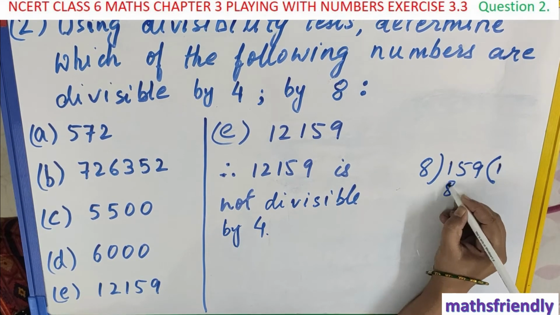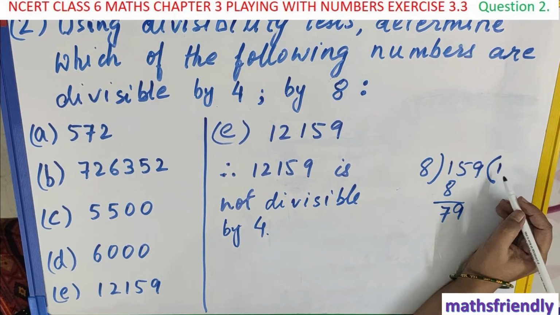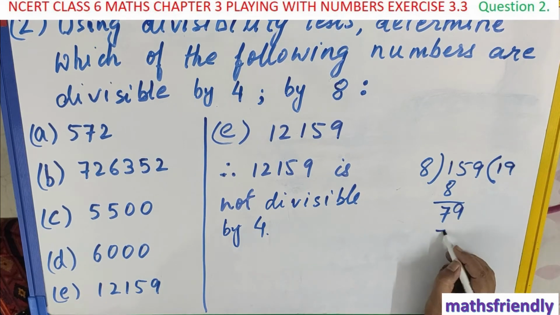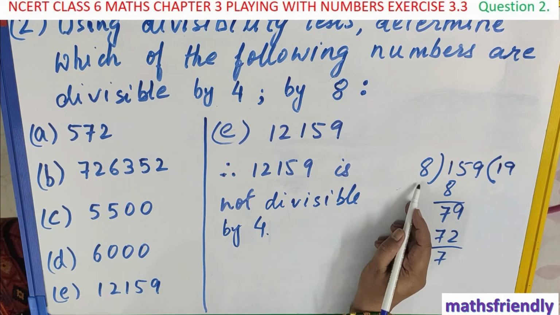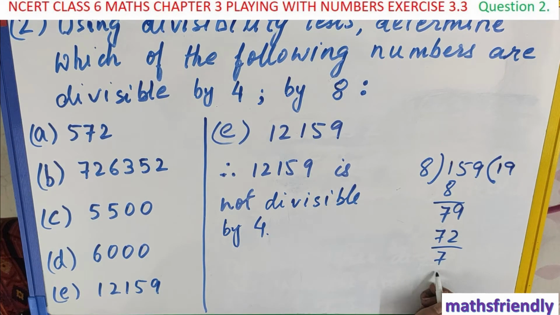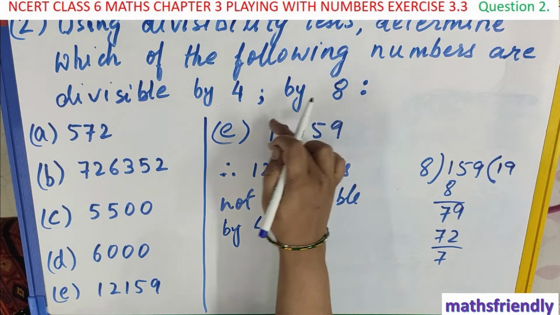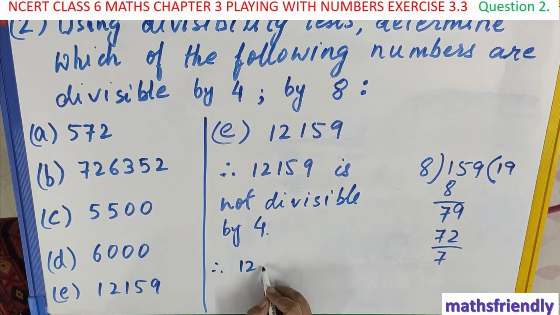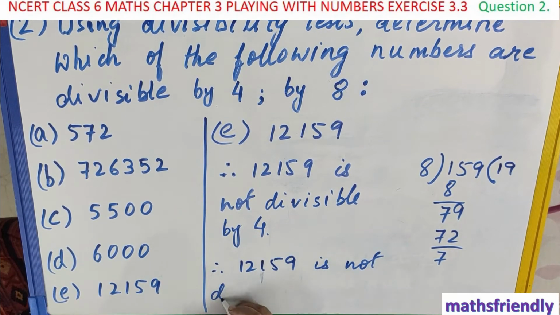So 8 ones are 8, 7, 9. Okay, so 8 nines are 72. 7 is the remainder. It means 159 is not divisible by 8 because we got the remainder as 7. We have not got the remainder 0. It means this number 159 is not divisible by 8. So this whole number is not divisible by 8. What we can write? Therefore 12159 is not divisible by 8.